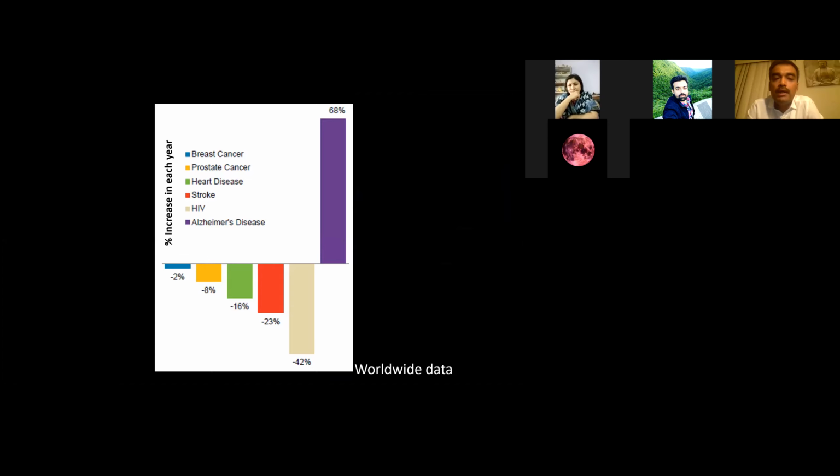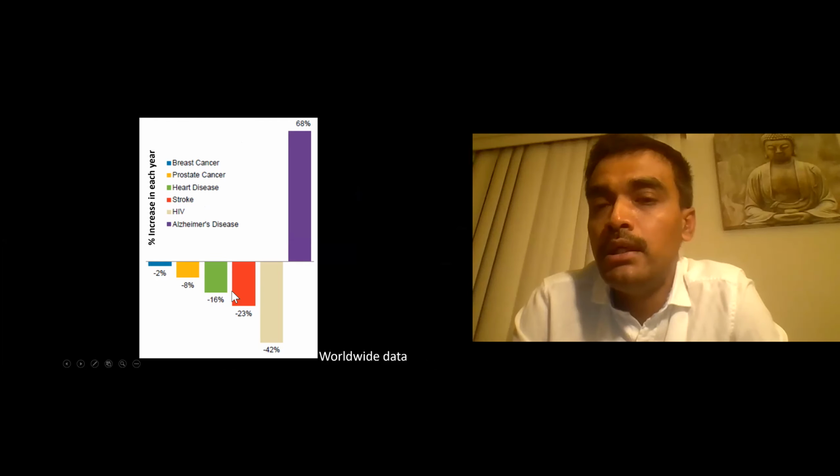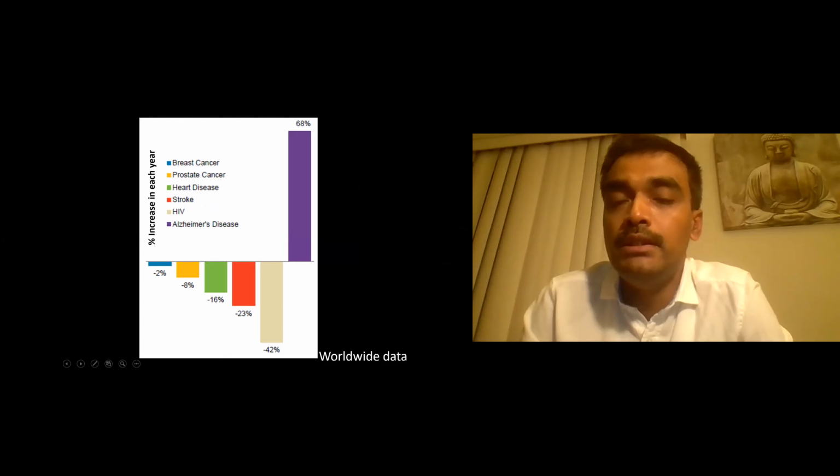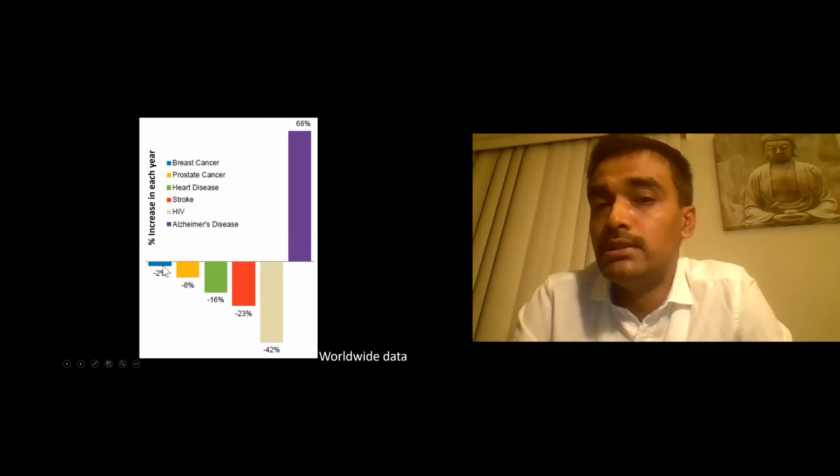If you see here, all diseases like breast cancer, prostate cancer, heart disease, stroke, HIV, all of them over the years, their occurrence or the percent increase is going down worldwide. But look at this graph here, almost 70% increase every year. What is the disease? It's Alzheimer's disease. So it's really, really dangerous. This is worldwide data.